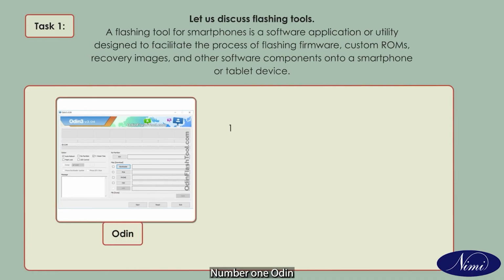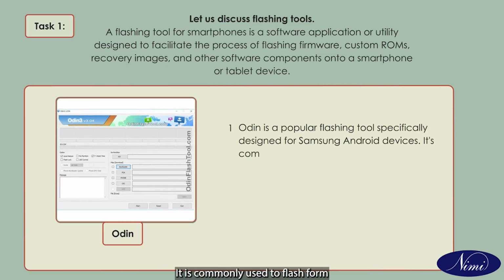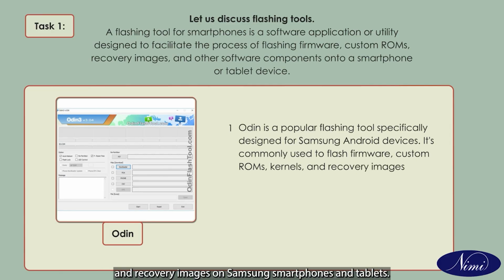Number 1. Odin. Odin is a popular flashing tool specifically designed for Samsung Android devices. It's commonly used to flash firmware, custom ROMs, kernels, and recovery images on Samsung smartphones and tablets.